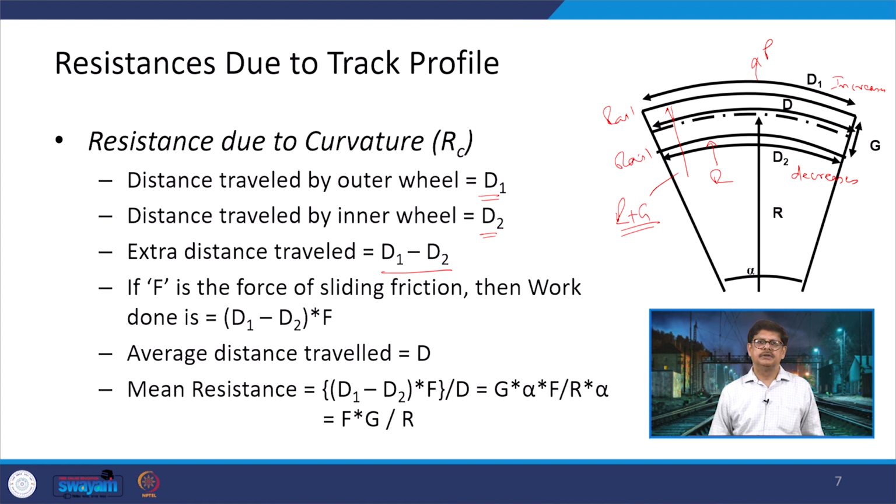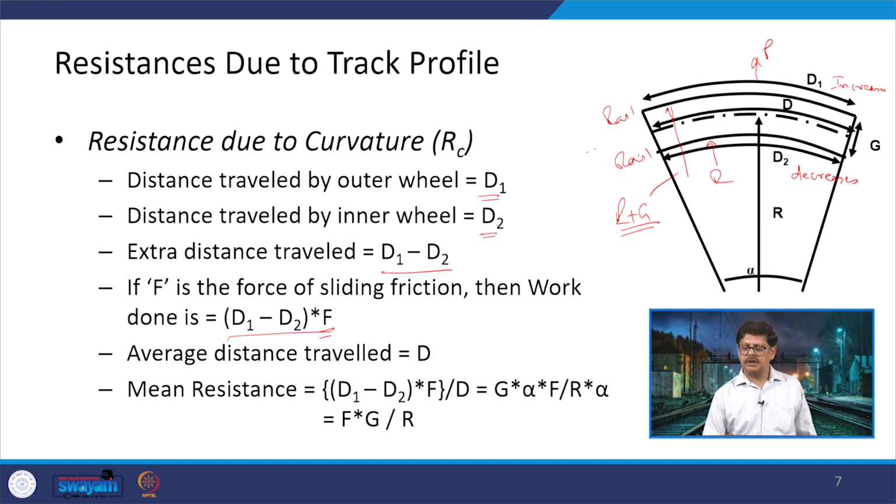Now, if we talk about the force of sliding friction working here, the total work done is force into distance. Force is a sliding force F and the extra distance travelled is d1 minus d2. So, we have d1 minus d2 into F.